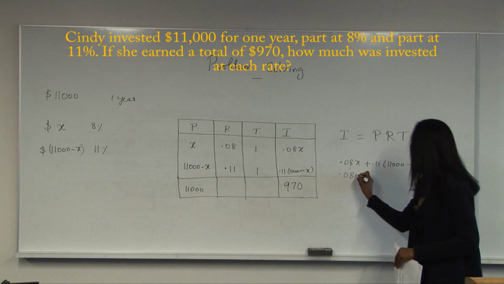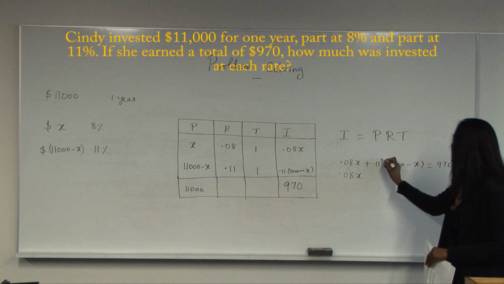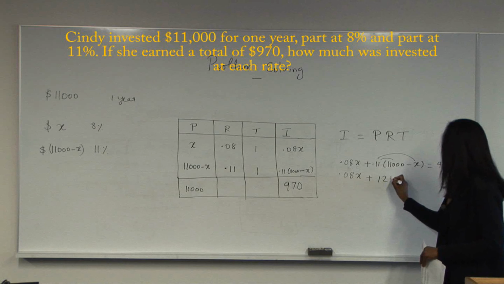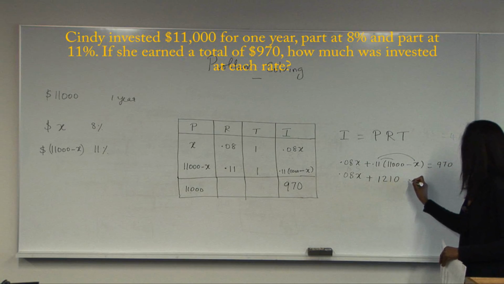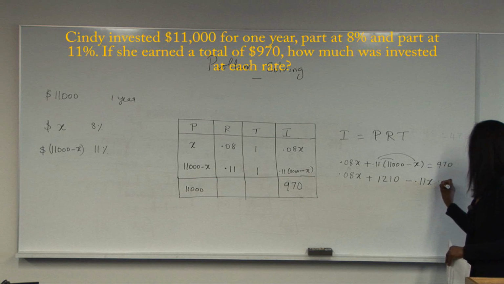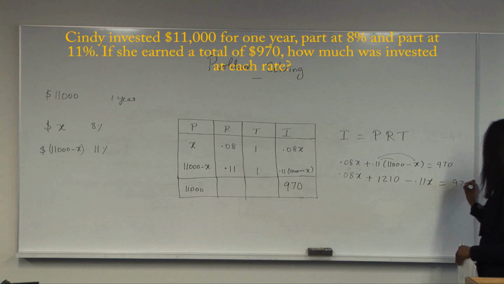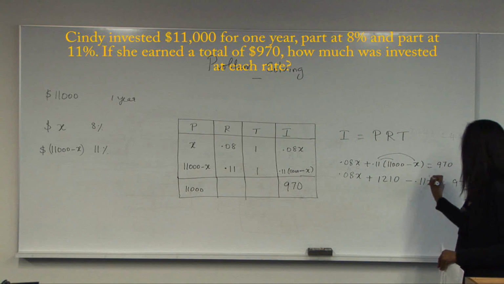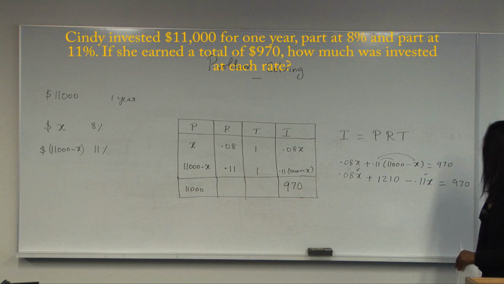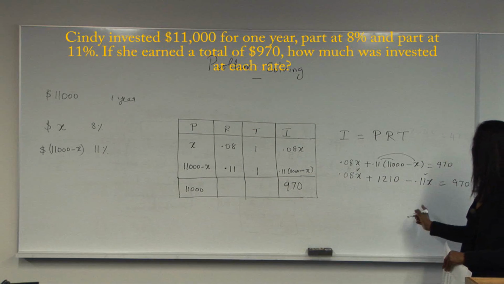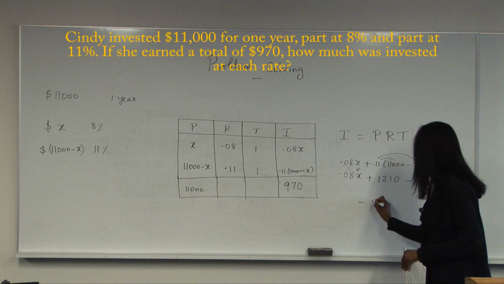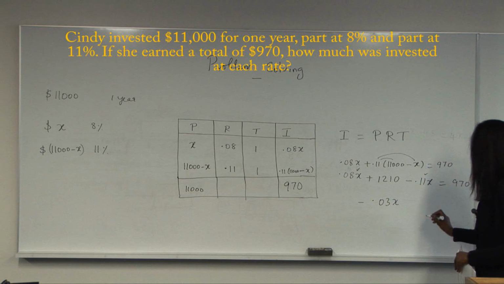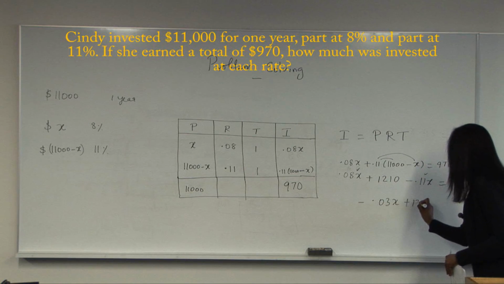So this is 0.08x. Here we have to distribute this. This would be 121 minus 0.11x is equal to 970. So now we have 0.08x here minus 0.11x. So those two are like terms, we can combine them. When you subtract, you get negative 0.03x. And then we have this here. Let me write one more step here.